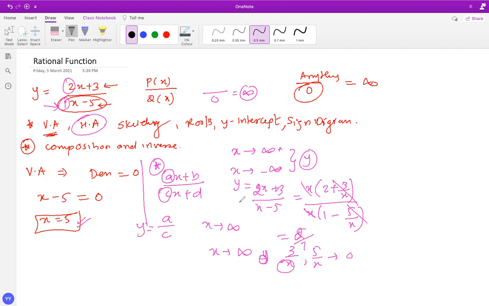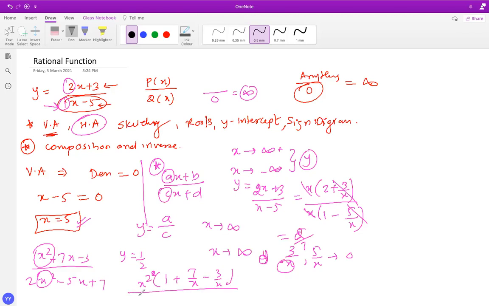I'm going to take more examples, of course. For example, I've got (x squared plus 7x minus 3) over (2x squared minus 5x plus 7). Here the leading power is x squared, and here it is x squared. So the ratio of their coefficients is the horizontal asymptote. Here the horizontal asymptote I know is y equals half. But how does it come? If I take x squared common here, in the bracket you get 1 plus 7 over x minus 3 over x squared, and over, if I take x squared common from here, I get 2 minus 5 over x plus 7 over x squared. So this part becomes 0, and then this gets canceled, and the answer is half.